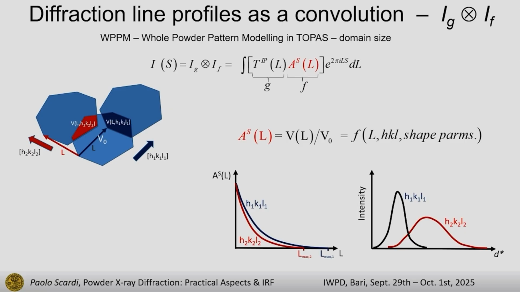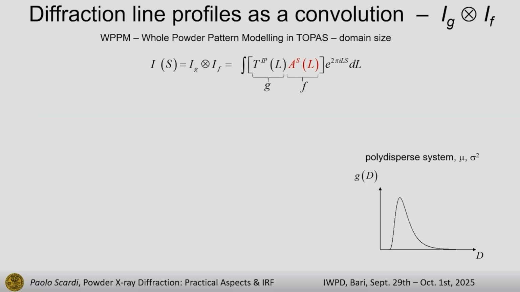Now, let's face another problem. Your crystals are not all equal, and you have a distribution. I can assume, for simplicity, an analytical distribution, just because it's a function of two parameters, the mean and the standard deviation. This is a log normal, for example. But in principle, you can use a histogram, and you can refine even the height of each bin in the histogram. But let's start simple. This is just a log normal distribution.